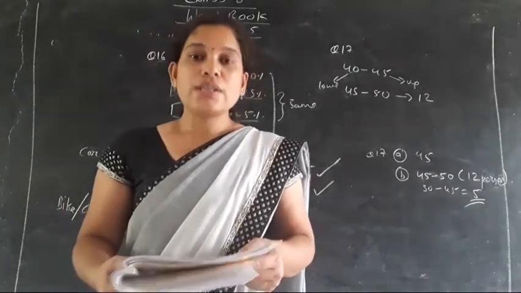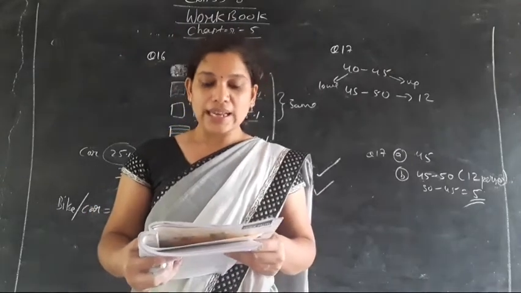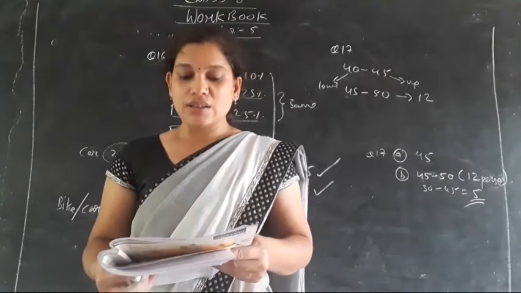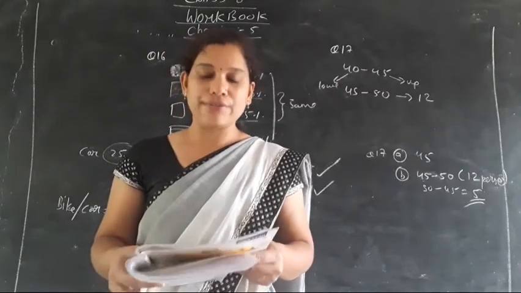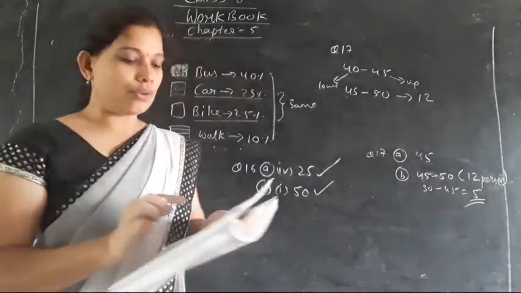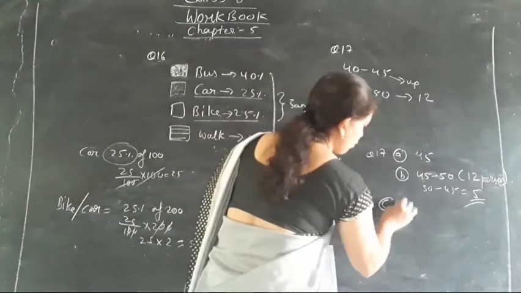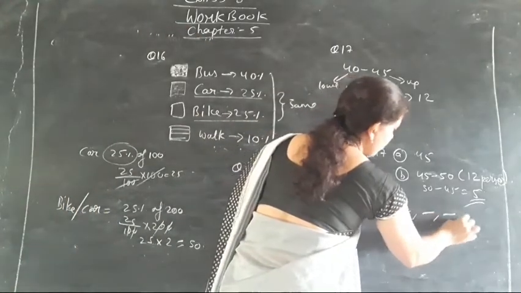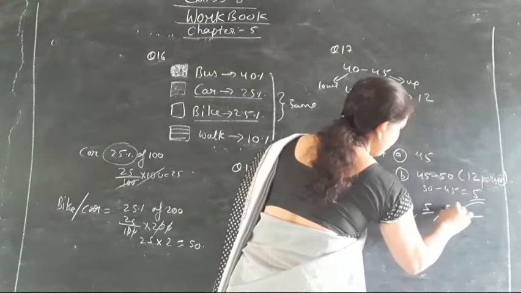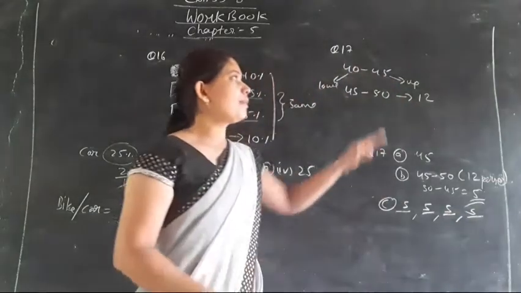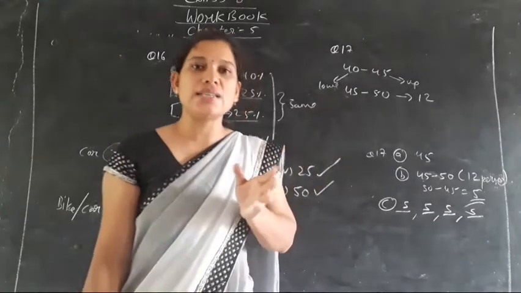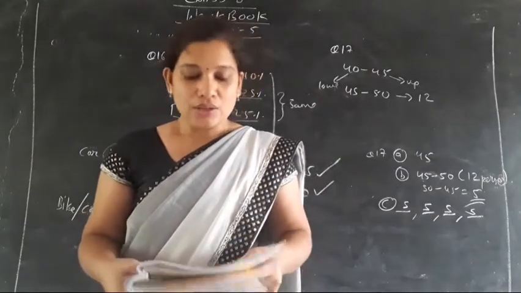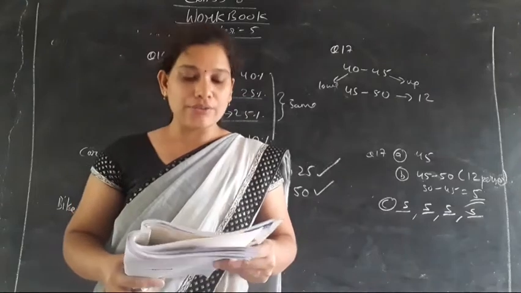Now moving toward the C part of the question, write the class size of each class. Class size of each class, that means the answer will be 5, 5, 5. 1, 2, 3, 4. So 4 classes are given. So for all of them the answer will be the same, 5, 5, 5. Why is it the same? Because whatever class intervals are given in that distribution table, when we find the class size, it will remain the same. So the answer will be 5 for all of them.